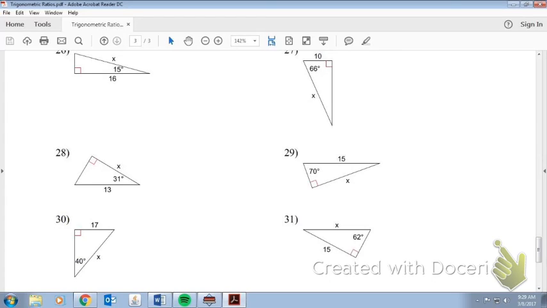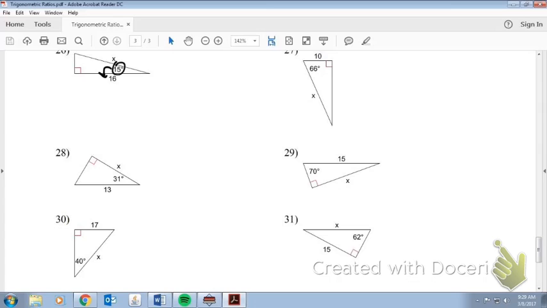So, let's look at these last 6 now. 26 through 31. Actually, I think it's through 33, so there are 2 not on the page. So here, they're going to be a little bit different. We're given the angle and one side, and then we're being asked to find another side. Now, if you can remember that sine, cosine, and tangent are just regular ratios, this might make a little bit of sense. So what we're going to do is set up number 26.